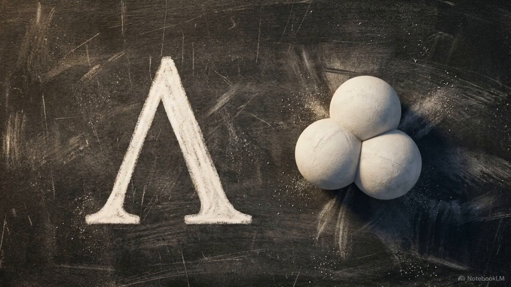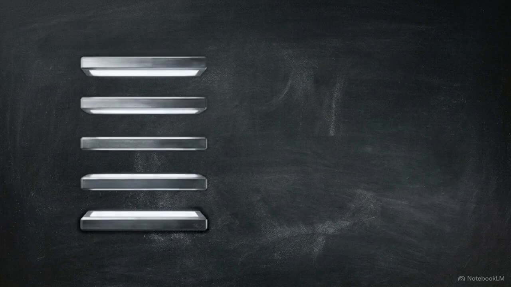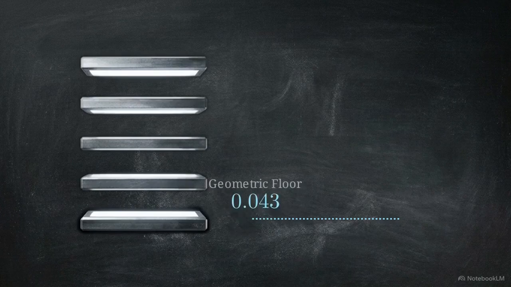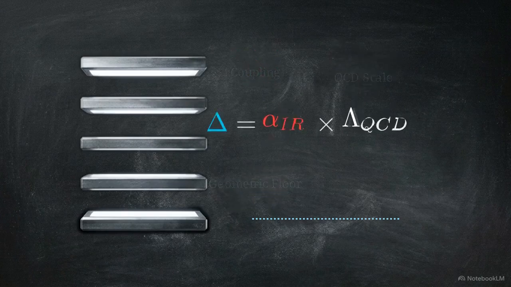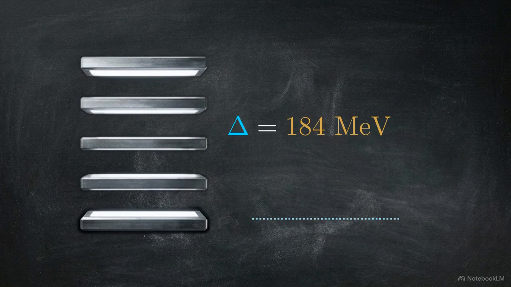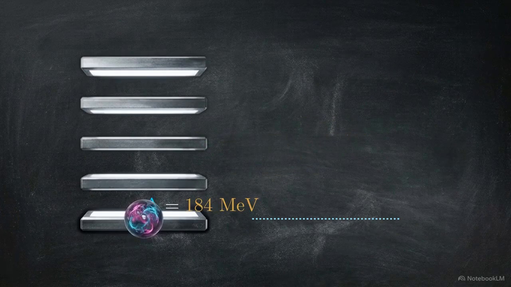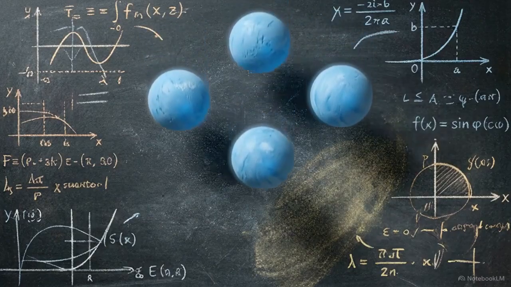We use the QCD energy scale, lambda, which represents the natural mass of the proton, and the infrared coupling constant, alpha, defining the force's strength at its lowest energies. Step 6 calculates the gap. Multiplying the geometric floor by these constants converts the ratio into a physical mass, yielding a minimum propagation energy of roughly 184 MeV. This aligns with experimental reality.